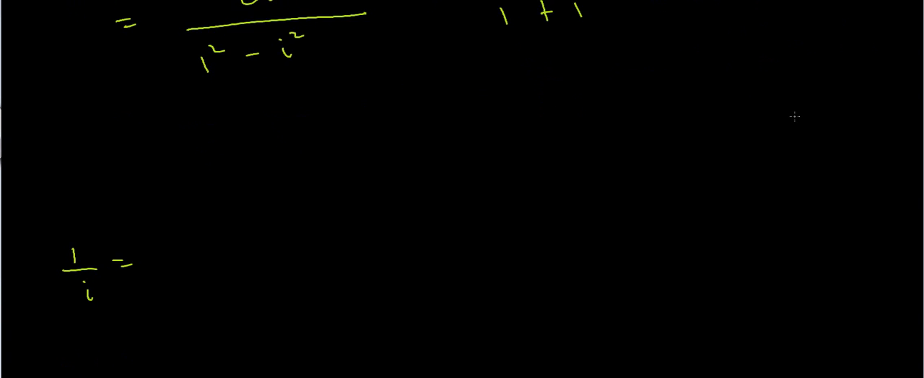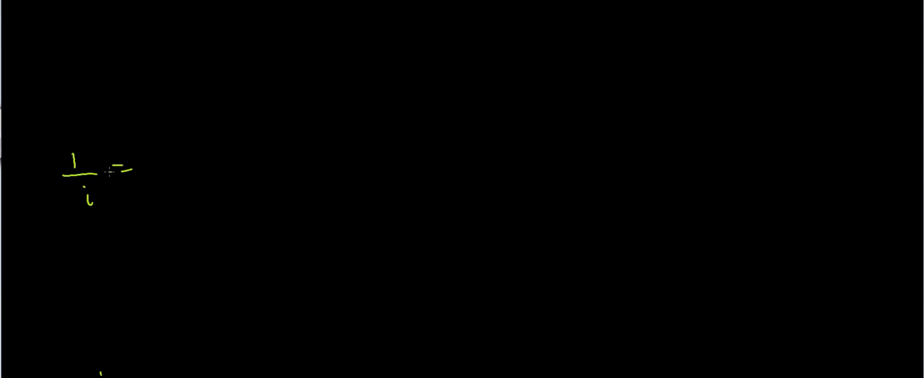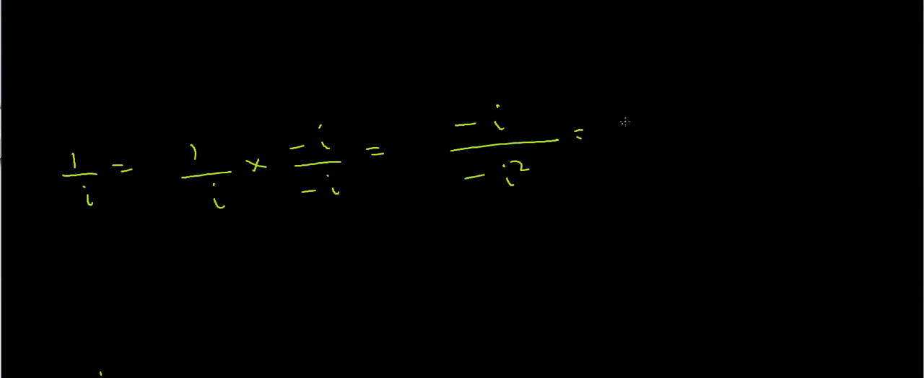Let's look at 1 over i. Well, again, I've got to multiply the top and the bottom of this fraction by the conjugate of this complex number. And the conjugate of this number is minus i. Remember, the conjugate of i is minus i. So multiply the top and the bottom by minus i. What happens when we do that? Well, we get minus i on the top, and at the bottom we've got minus i squared. So that's minus i divided by minus 1, which is just minus i. So this is a handy tip to remember: 1 over i is the same as minus i.